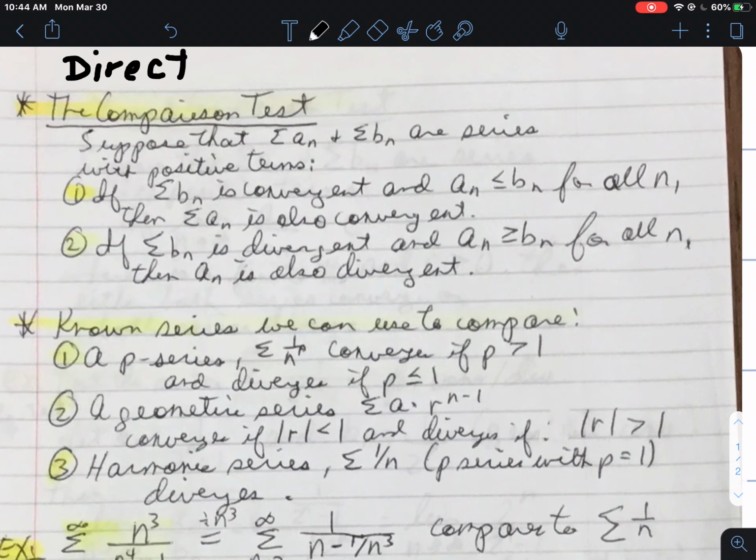The second part of that: if the sum of b sub n, that series, is divergent, and the terms of my series, a sub n, are always larger than those of b sub n for all n, then a sub n also has to be divergent. Right? Larger than a divergent series has to diverge.